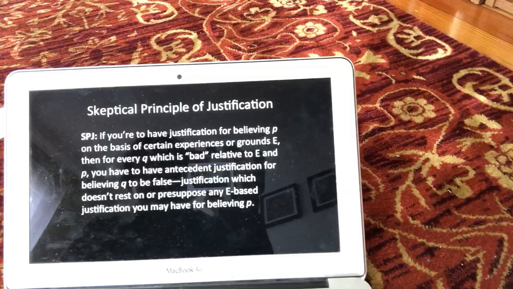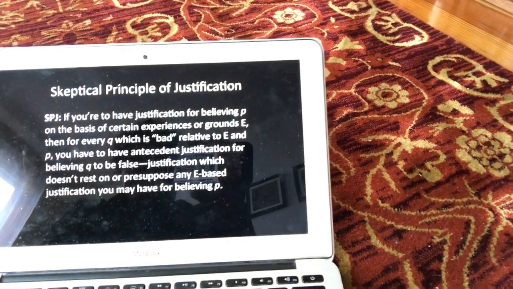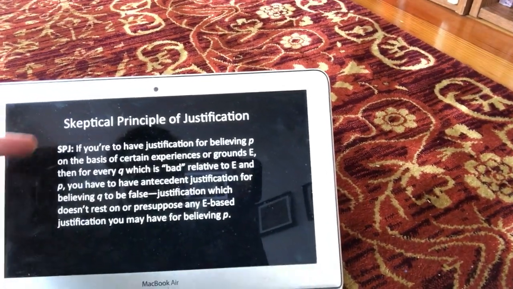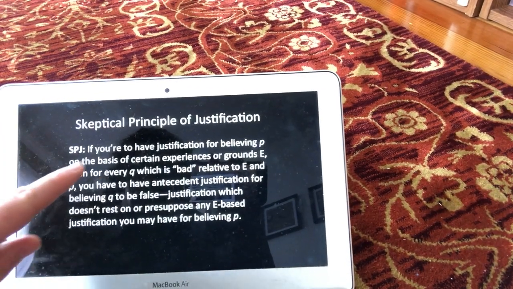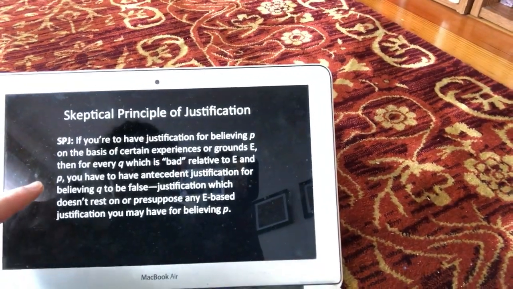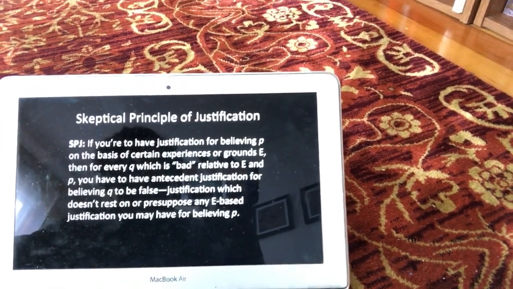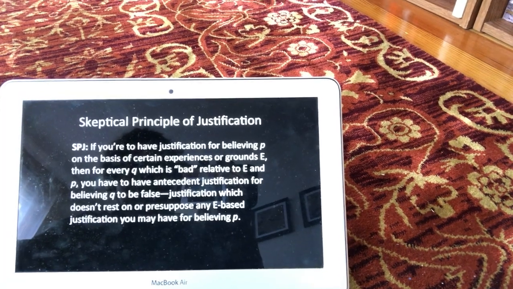But what Pryor is interested in doing is not that. He's not trying to convince the skeptic that this is false. The skeptic is just accepting this thing, but Pryor is not going to accept this principle. And what that means is he needs to defend a view on which this conditional is false. In other words, in which you can have justification for believing P on the basis of grounds of experience E, but where it's not the case that you have to have an antecedent justification for ruling out the possibility that you're being deceived. So that's more or less what perceptual dogmatism is going to be about. It's going to be about stating a theory on which the skeptical principle of justification is false.